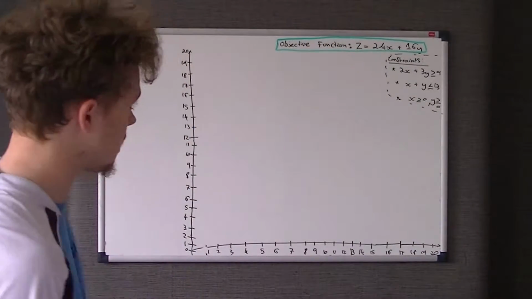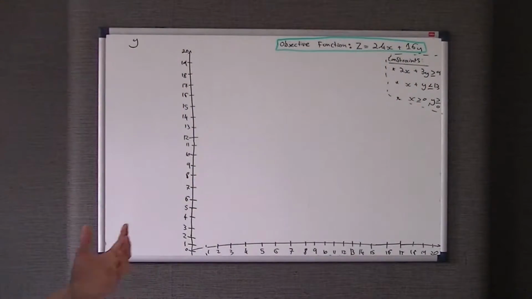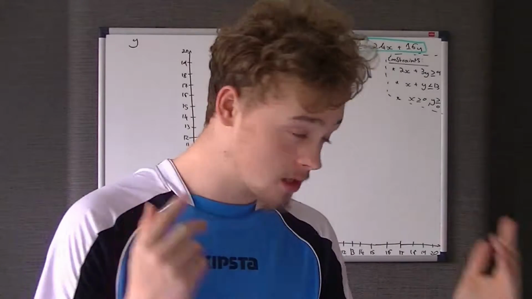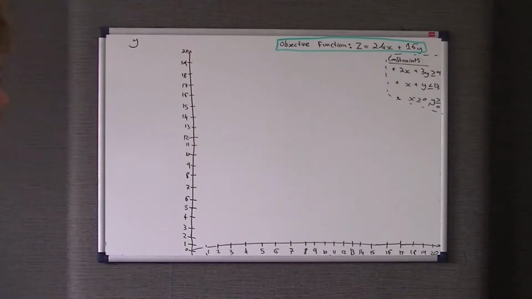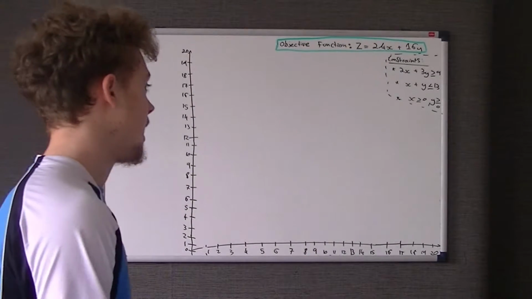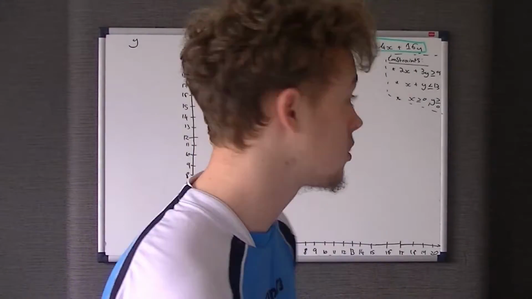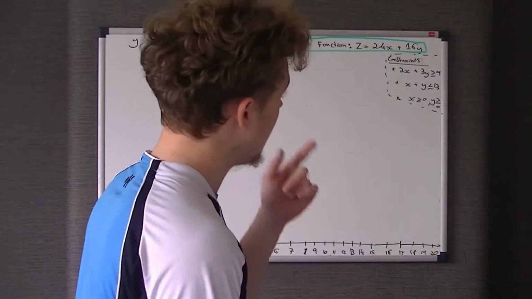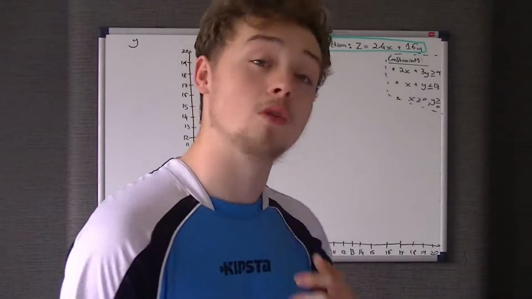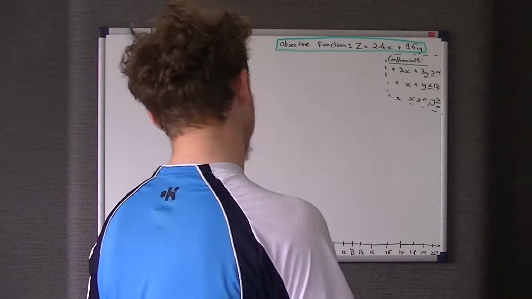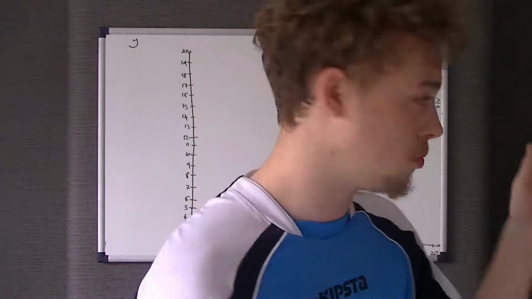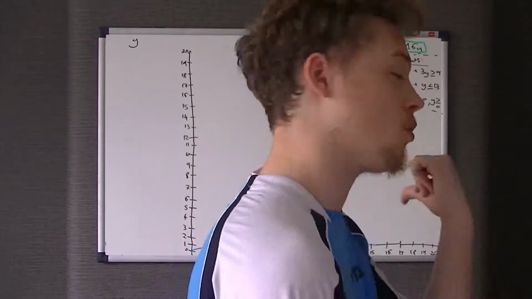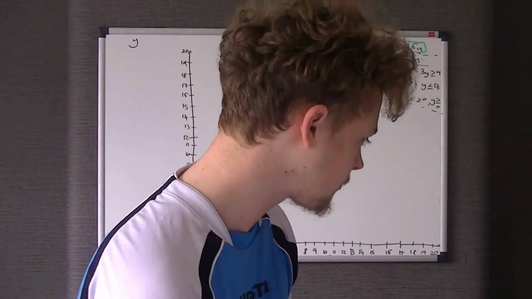We've got an objective function here that says z is equal to 24x plus 16y. I'll go into what that means in a minute. We've got to look at that function inside these constraints: 2x plus 3y must be bigger than or equal to 9, x plus y must be less than or equal to 13, and x must be bigger than 0 and y must be bigger than 0. But the last two are obvious because that's what we can see on the graph.